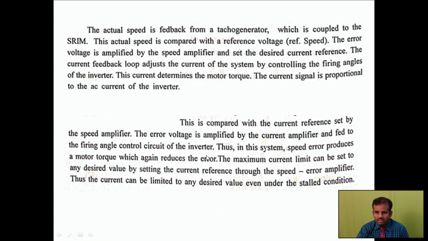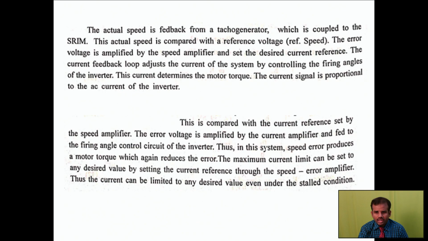So the maximum current limit can be set to any desired value by setting the current reference through the speed error amplifier. So the current can be limited to any desired value, even under the stalled condition.